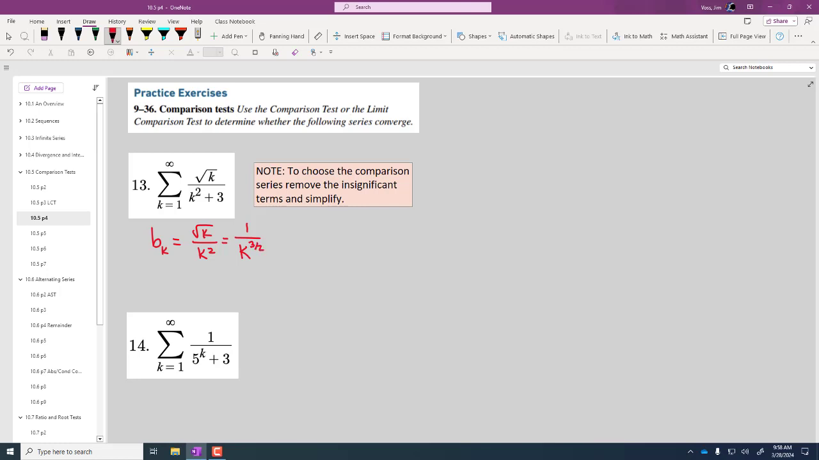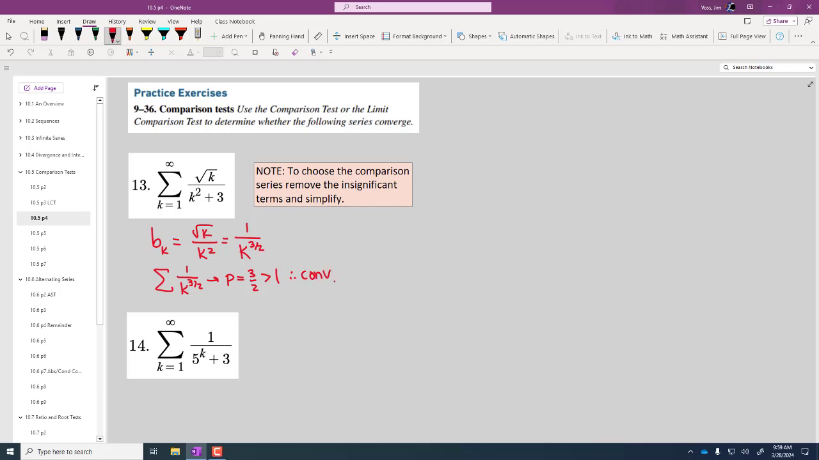So does the b sub k series converge or diverge? Converges. So we have 1 over k to the 3/2. We're going to identify p as 3/2, so make sure you identify your p if you're going to use a p series as your comparison. Make sure that you use the letter p. So I know that you know this is greater than 1, therefore converge.